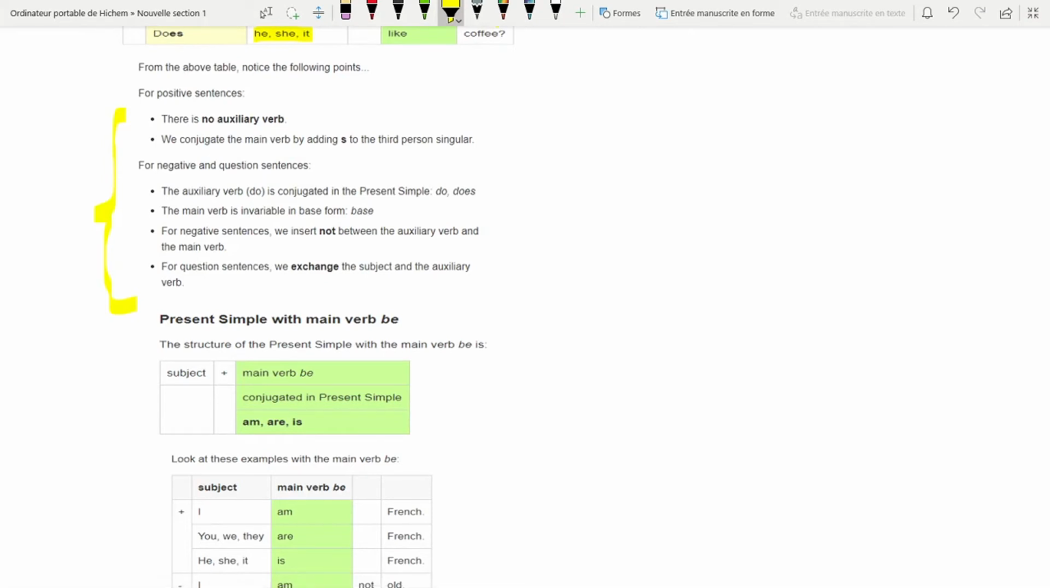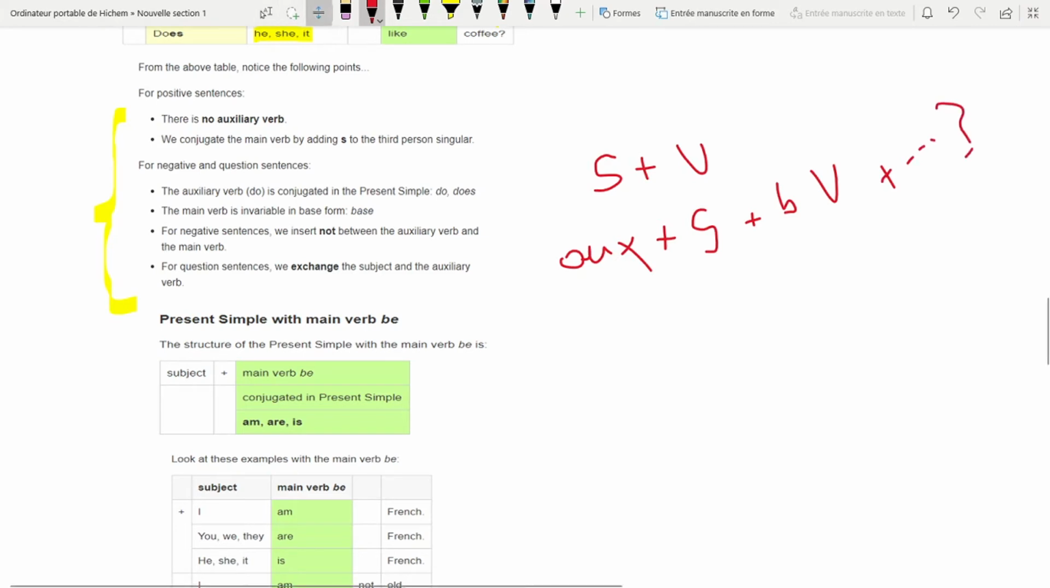For question sentences, we exchange the subject and the auxiliary verb. So the rule in the positive sentence is the subject plus the verb. When it comes to a question, we start with the auxiliary. So it's either do or does, plus the subject, plus the base form of the verb, plus the rest of the sentence, plus the question mark. This is the explanation of the last point.